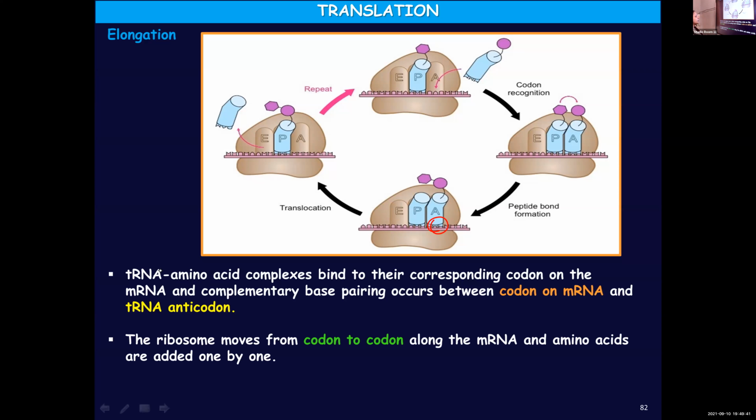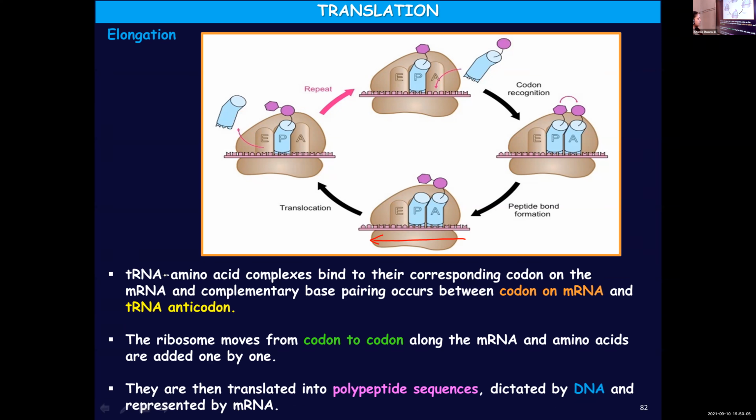The ribosome moves from codon to codon. That is what I said. This is the messenger RNA, and the ribosome will be moving from one end to the other. As the process proceeds, along the messenger RNA, the ribosome will be moving from codon to codon. They are then translated into polypeptide sequences under the control of DNA and represented by messenger RNA. Under the directions of DNA, by translating messenger RNA, polypeptide sequences will be formed.